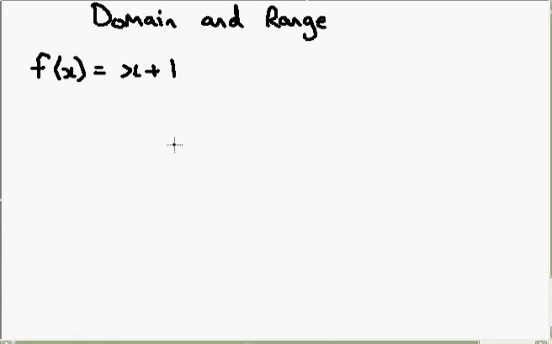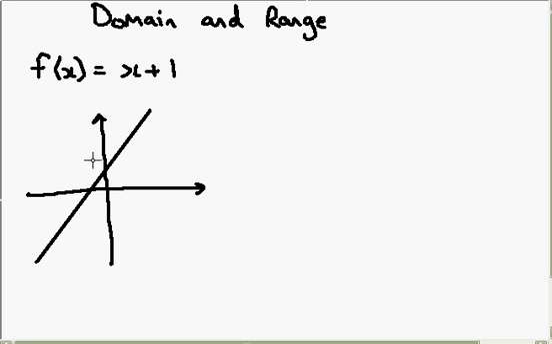You've got to imagine that if I draw this line, it's a straight line that looks something like this. It passes through 1 on the y-axis, it passes through -1 on the x-axis. What I can do is plug in any value of x and I get out any value of f, any value of y, effectively.